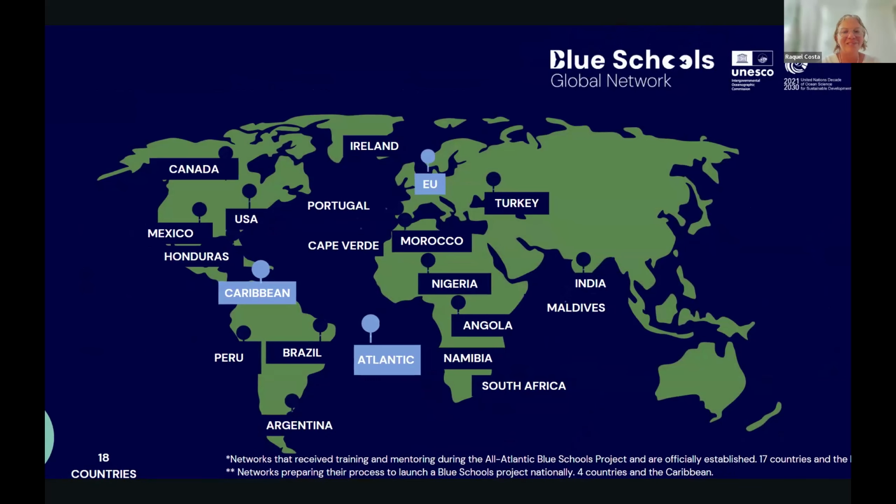So again, Anna has shown this map. This is where we are around the globe for now. A lot of countries are from the Atlantic, because we have a regional network called All Atlantic Blue Schools, but we also have a European network, and we are establishing a Caribbean network as well. But anyway, the other countries have their own national coordinators, and we are helping a lot of them to establish a good team to work with you and with the schools.